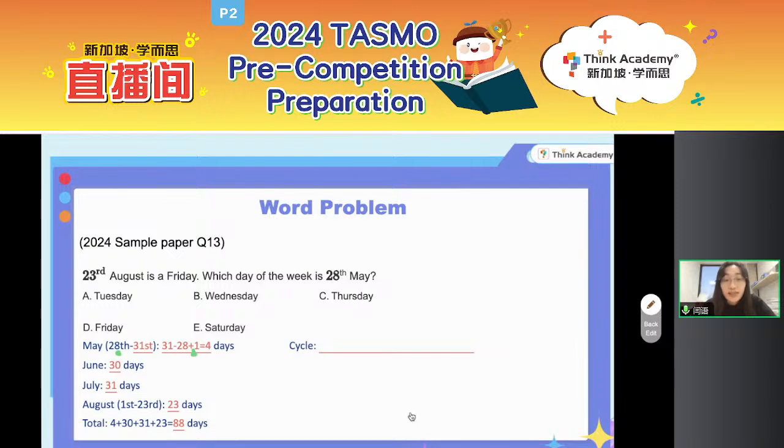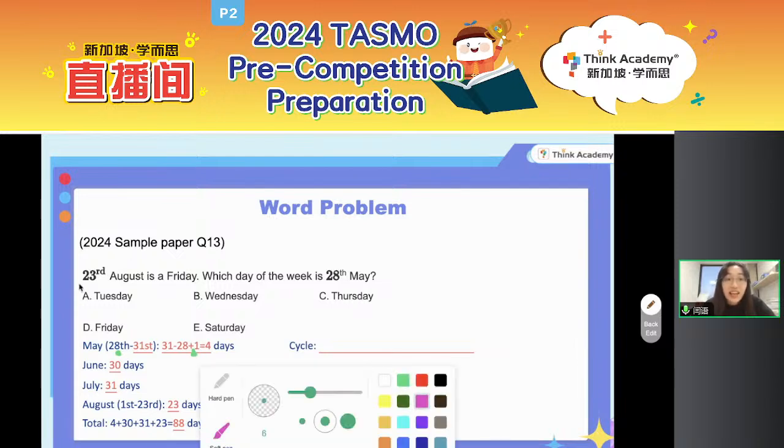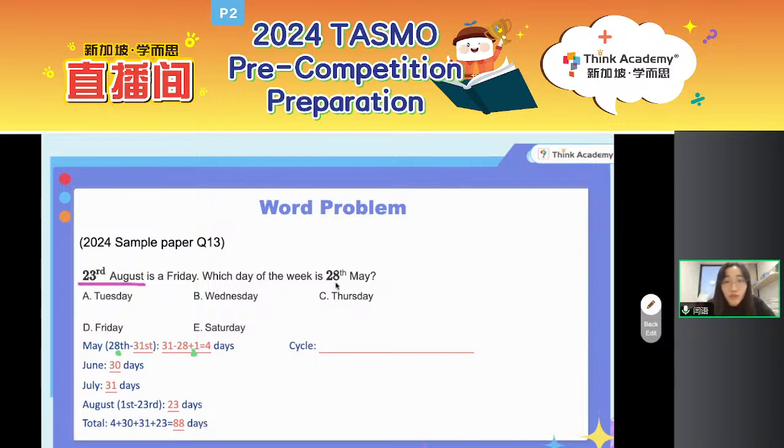Following this again, think about the cycle. Now, what we know is the later date, and you try to figure out the earlier date, right? So for the cycle, you also need to think backwards. Now, let's have a look. We start from Friday because the last day here is a Friday. And then think backwards: Thursday, Wednesday, Tuesday, Monday, Sunday, Saturday.